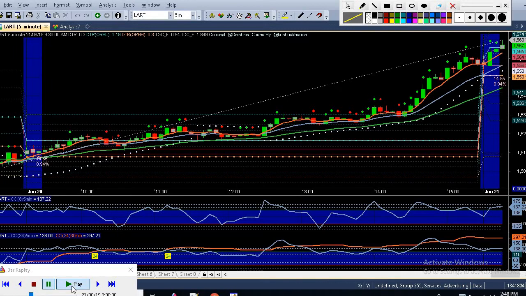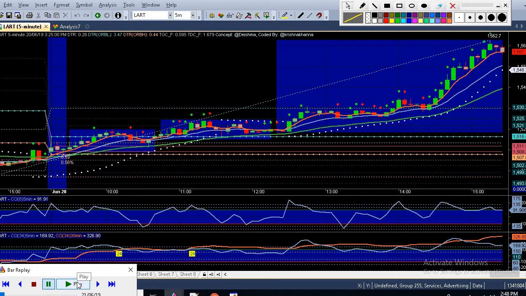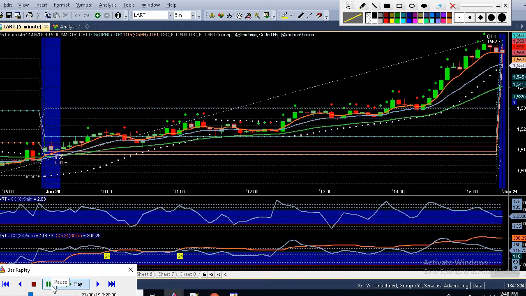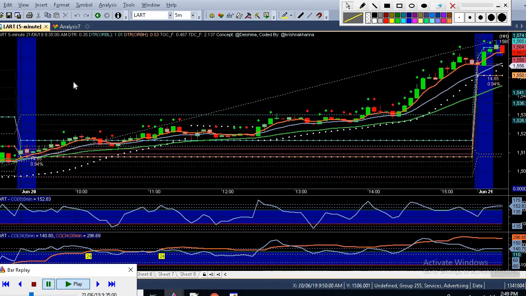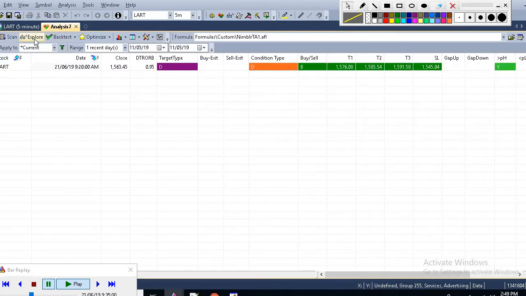So let's start. Let me press the play button over here and see how the trade would go. So over here we have June 21st. Let me go to the initial part. Yeah, so let's start it. First, second, and third candle. Let's pause it and track the analysis.